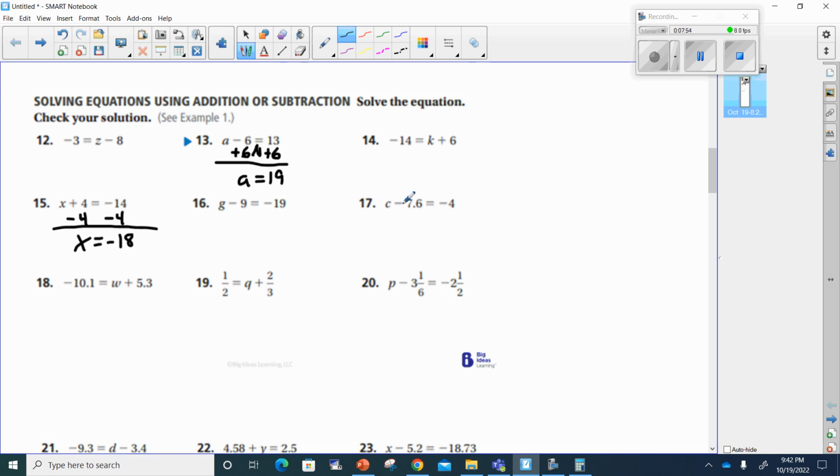All right, I'm over at number 17 now. I want to get c by itself. Once again, I'm subtracting 7.6, so I'm going to add 7.6. Whatever I add to one side, I add to the other. I got c by itself. And now I see my signs are different. They're different. I take the big number, 7.6, I minus the small number, which is 4. And I keep the sign of the big number, that's a positive. So I have to add now. I'm going to line up my decimals. This would be 11.6.